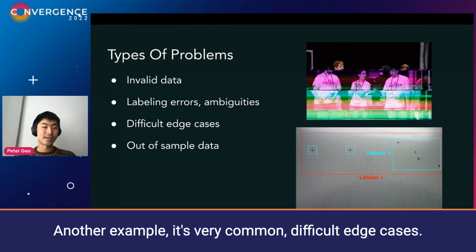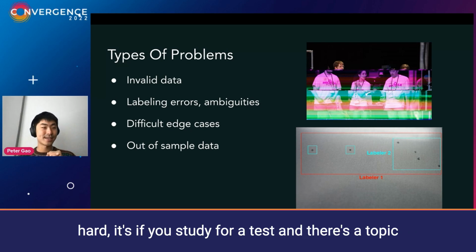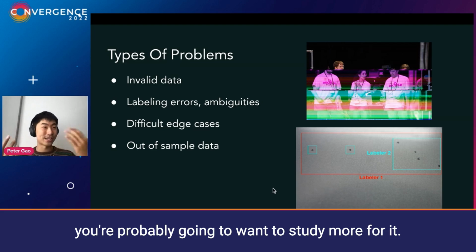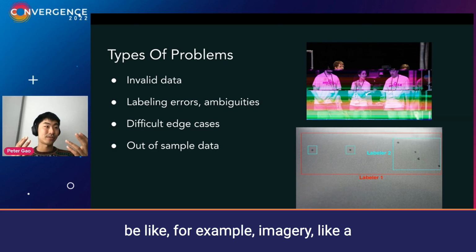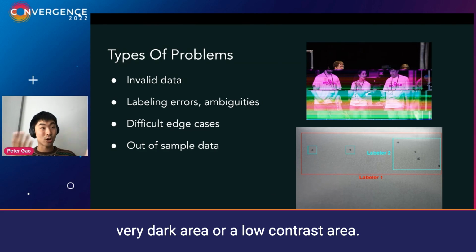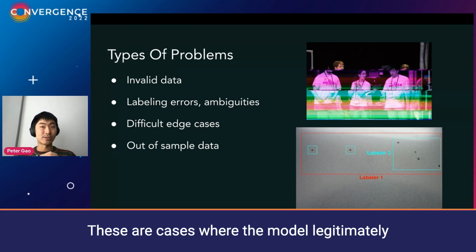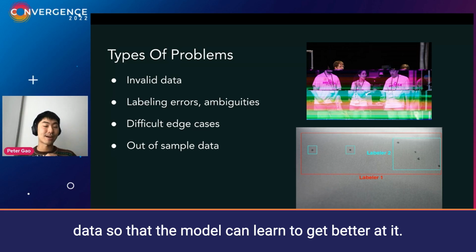Another example, it's very common, is difficult edge cases. This is when your model encounters a case that's just hard. If you study for a test and there's a topic on that test that you just don't really know that well, you're probably going to want to study more for it. And in these sort of cases, this could be, for example, in imagery, a very dark area or low contrast area. In audio, it could be a lot of noise in the background. These are cases where the model legitimately struggles, and you just want to be able to collect more data so that the model can learn to get better at it.